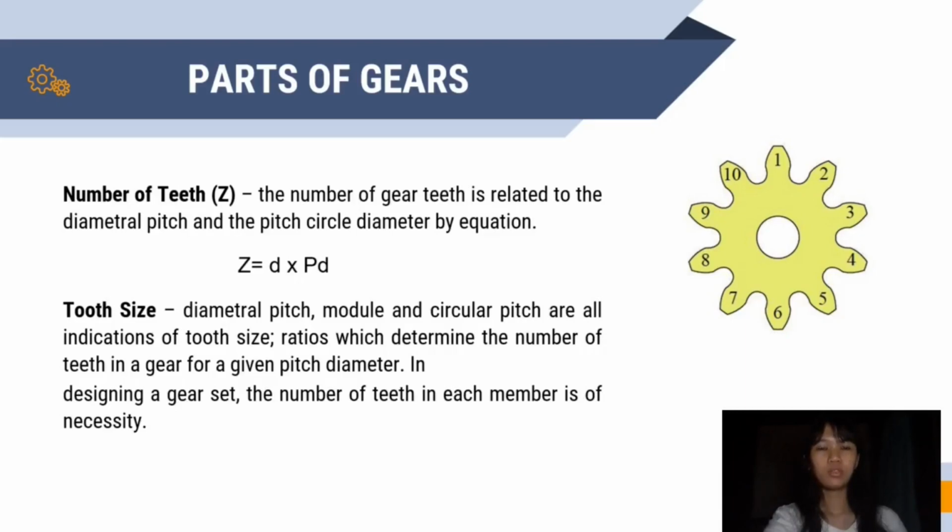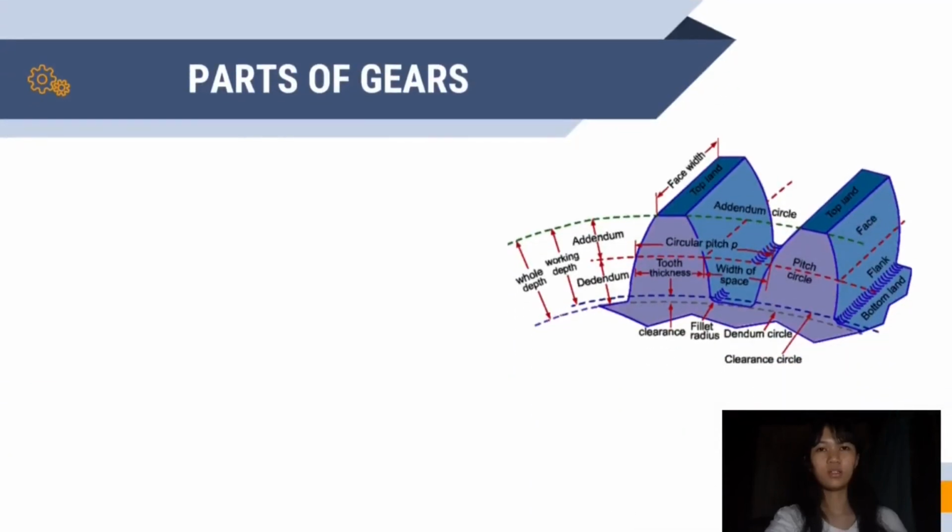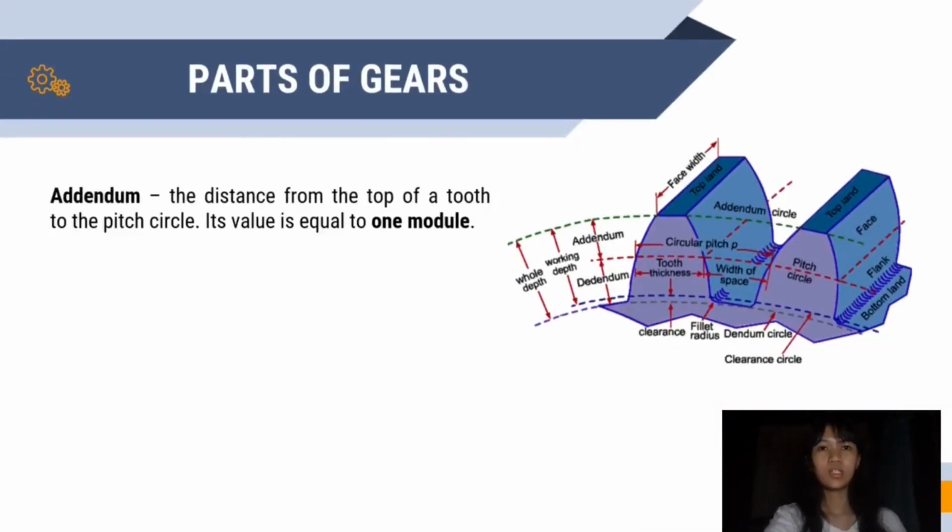Diametral pitch, module, and circular pitch are all indications of tooth size. In designing a gear set, the number of teeth in each member is of necessity. As a rule of thumb, teeth should be large and low in number for heavily loaded gears, and small and numerous for smooth operation. Addendum is the distance from the top of the tooth to the pitch circle.